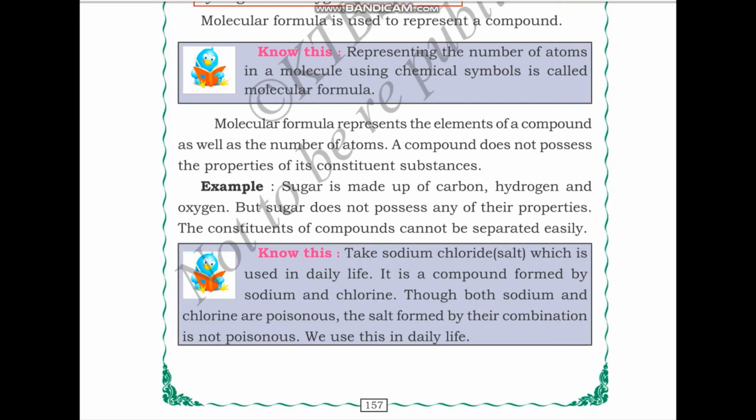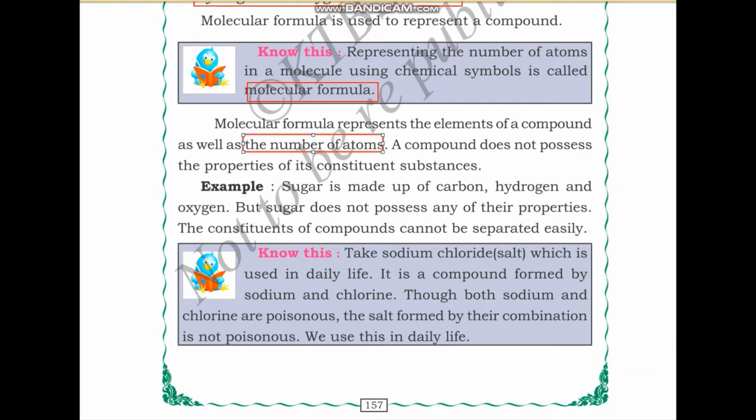So we learned that molecular formula is used to represent a compound. Next, know this: representing the number of atoms in a molecule using chemical symbols is called the molecular formula. Like we represented H2O with the number of hydrogen atoms and the number of oxygen atoms. Molecular formula represents the elements of a compound as well as the number of atoms.